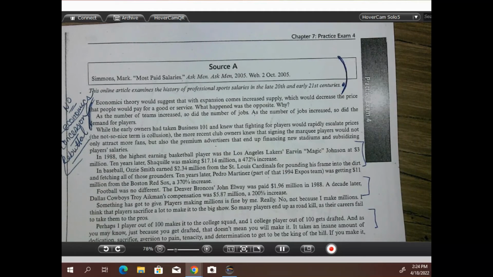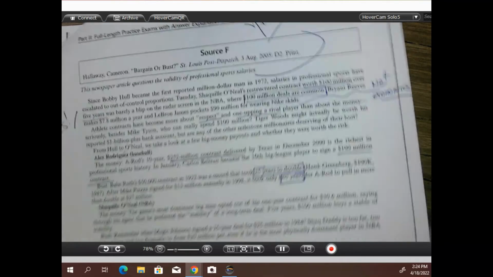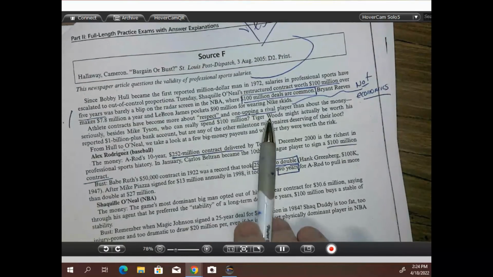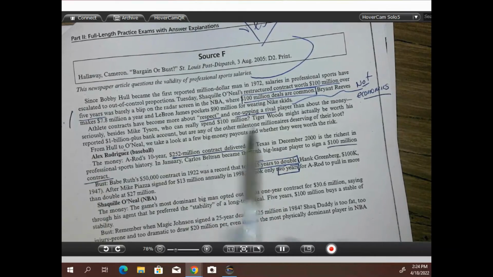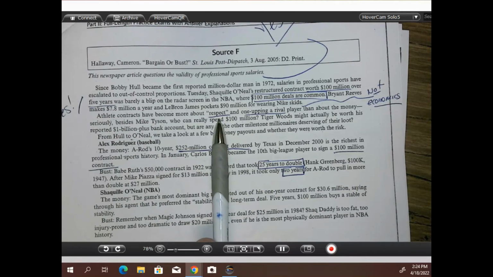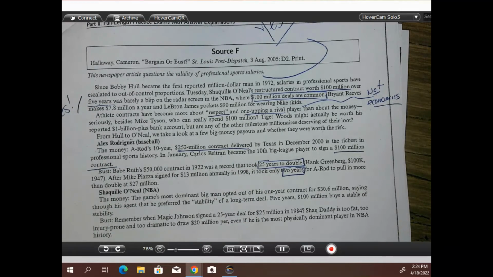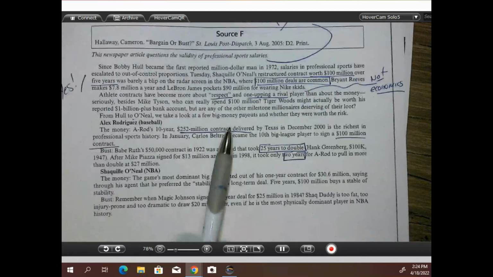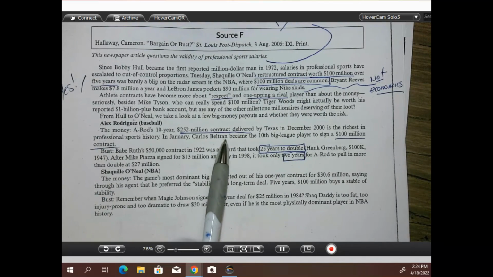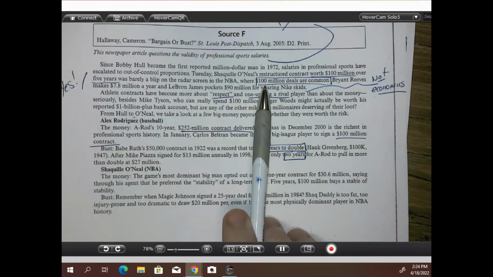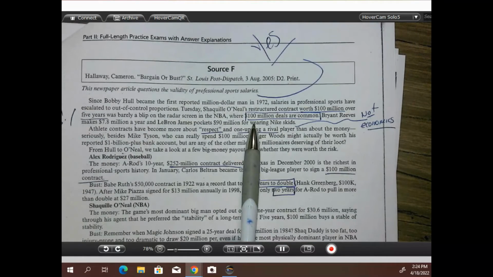Okay, Article F. Is this saying yes, they're overpaid, or no, they're not? Yes. And this adds some of the psychology. You have numbers, but it adds some of the psychology, that it becomes a one-upmanship, that it becomes a respect issue. And in the other article, they're talking about how people are going to be getting $100 million deals. In this article, they're getting $100 million deals.